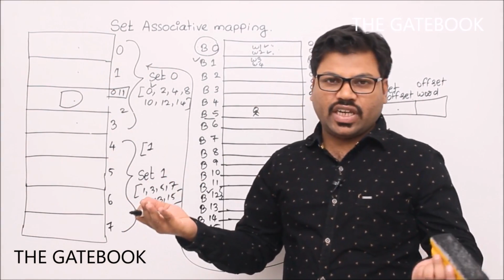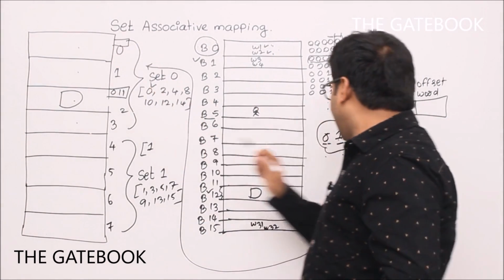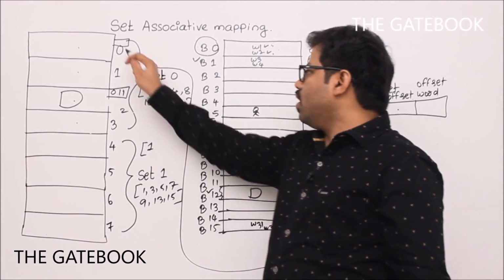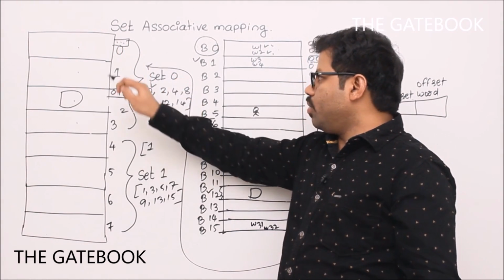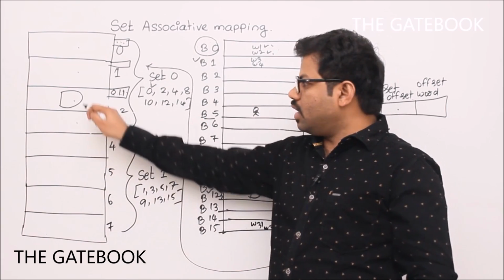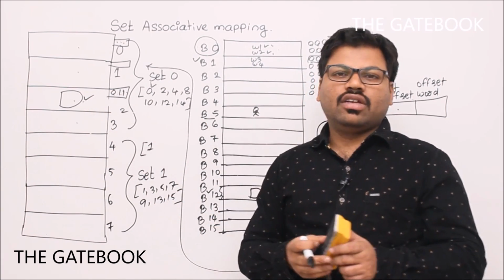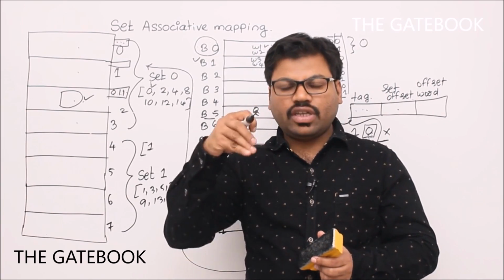But among them, which one is right? What we do is we compare every tag with our tag. What is our tag? 011, right? Mr. Tag, are you 011? No. Mr. Tag, are you 011? No. Mr. Tag, are you 011? Yes. Then definitely this is our data. In that way, the search will be done. In that way, we will look into the cache.